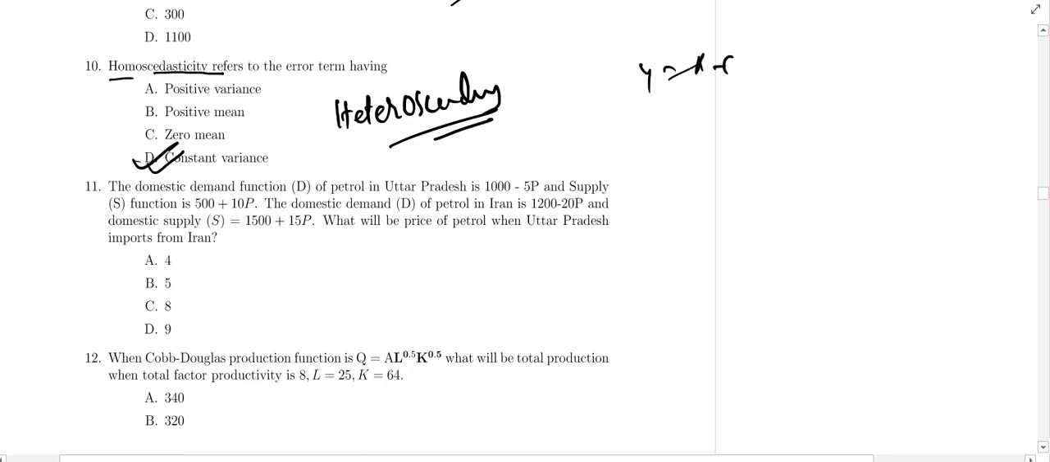So y equals alpha plus beta x_i plus u_i, or sometimes epsilon_i. So this is the error term. If the variances of different error terms are not the same, then there is a problem and we mark it with this. Okay.